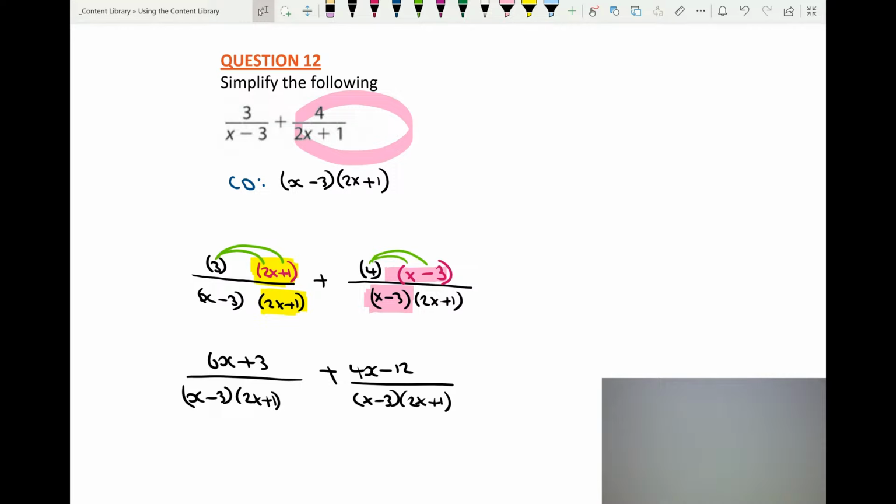Now, when you're doing out your fractions, you don't need to multiply the bottoms in. If you want to multiply them in, that's up to you. But here, you will get your full marks by leaving them as the brackets. You don't need to multiply them.